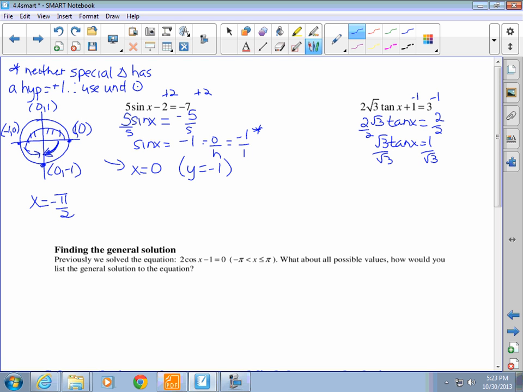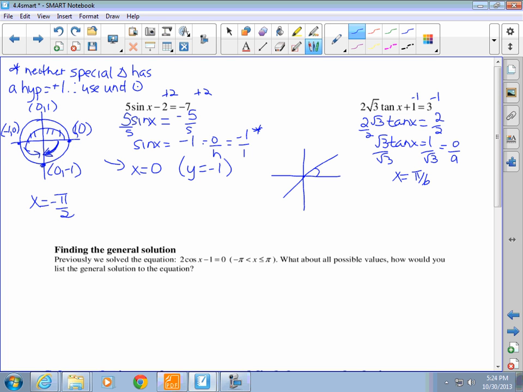So tangent is equal to opposite over adjacent. So I take a look and see, okay, which of my special triangles uses the square root 3? That's the 30, 60, 90. And then I check and see which is the one that has the opposite side equal to 1 and the adjacent side equal to square root 3. So that is my pi over 6. So pi over 6 then is my reference angle. It's a positive value. Tangent is positive here in quadrant 1, and it's positive here in quadrant 3.